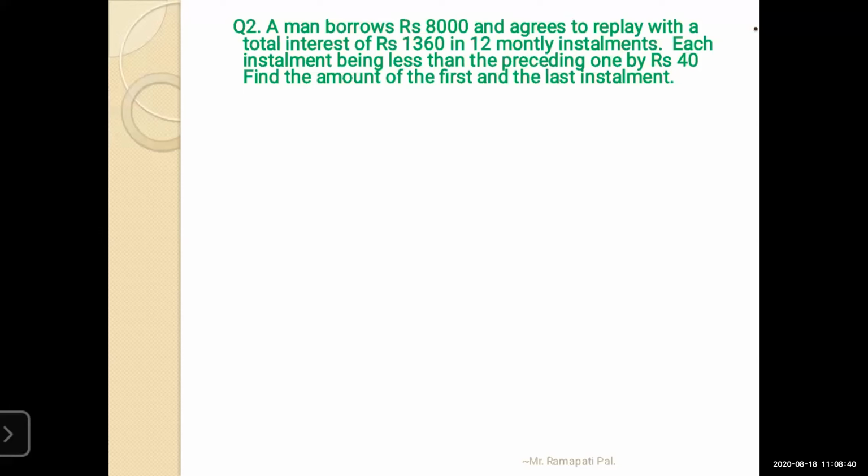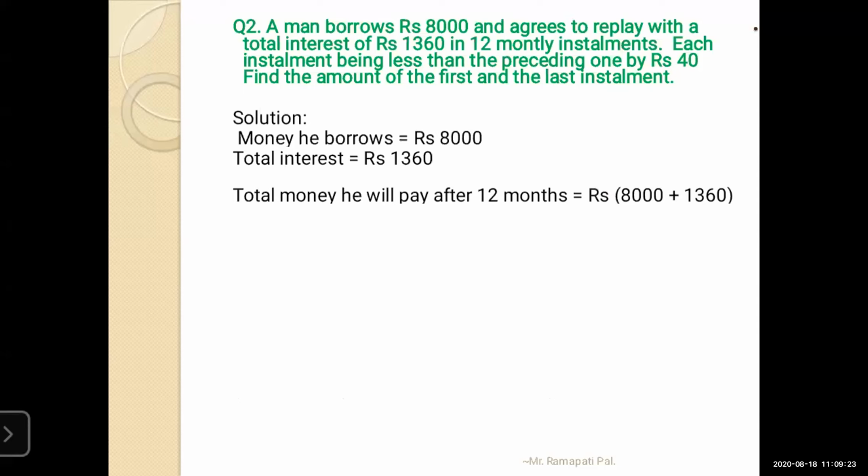Find the amount of the first and the last installment. So we have to find out the first installment and then the last installment. A man borrows rupees 8,000, and the total interest is 1,360. That is given. Total money he will pay after 12 months: we have to add 8,000 plus 1,360. So it becomes 9,360.